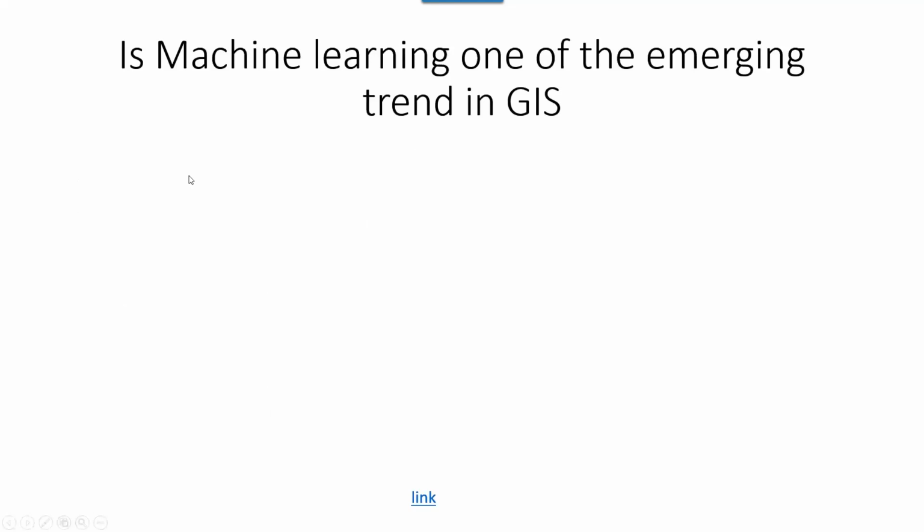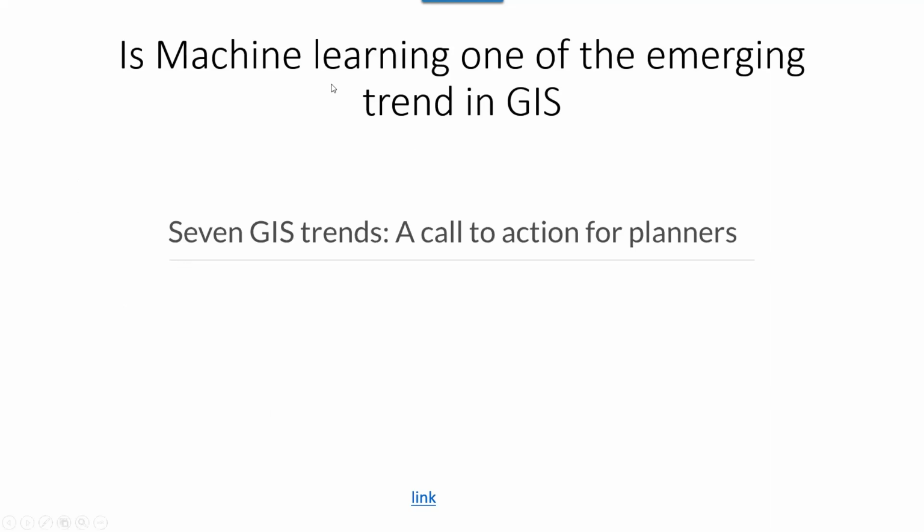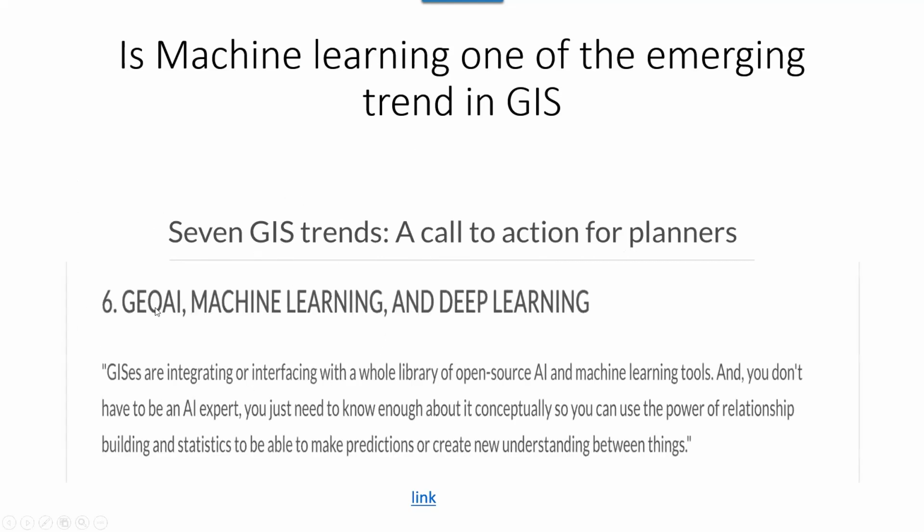The first point: is machine learning one of the emerging trends in GIS? Esri Canada published an article on their website about the 7 GIS trends, a call to action for planners. And one of these 7 trends is geographical artificial intelligence, GeoAI, machine learning, and deep learning. Also, Esri in ArcGIS Pro, with each release, adds one or more geoprocessing tools about machine learning algorithms.